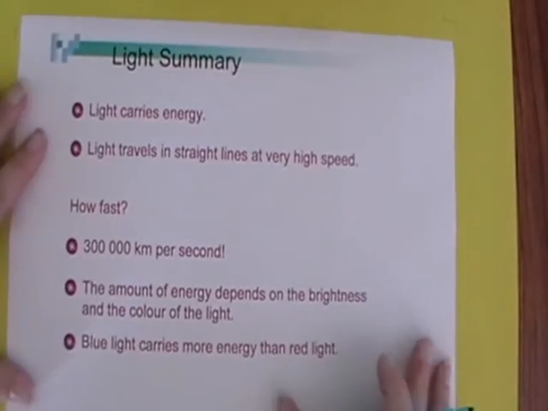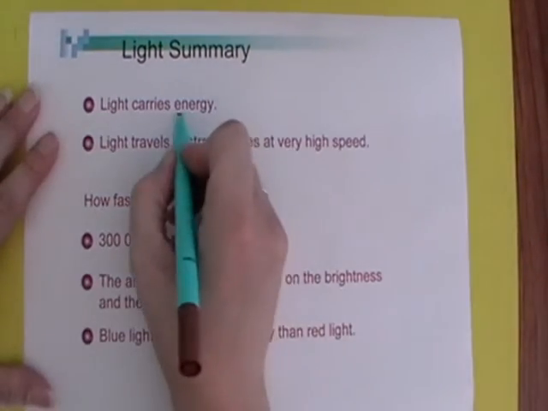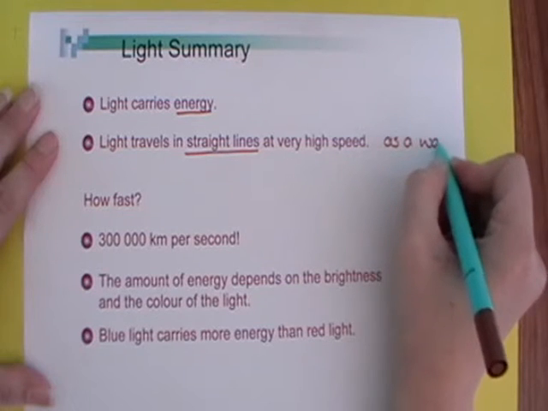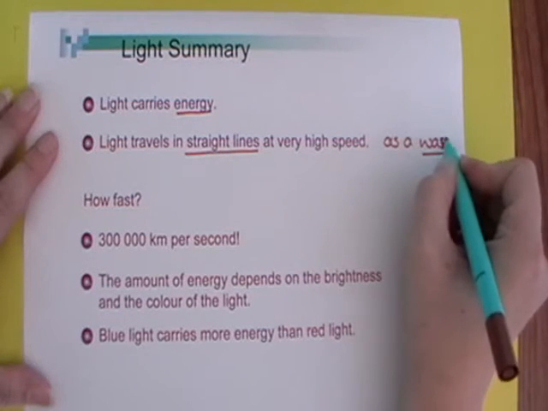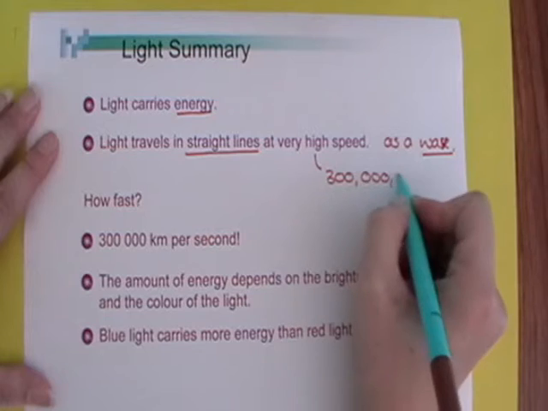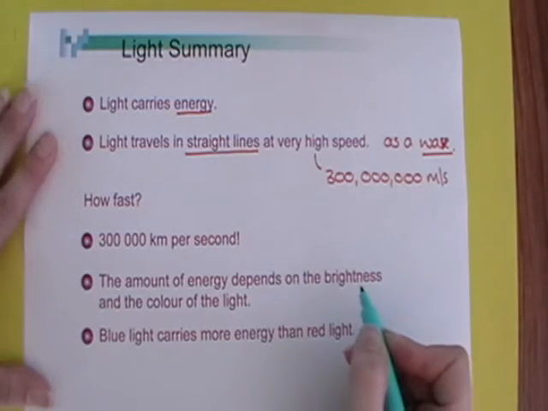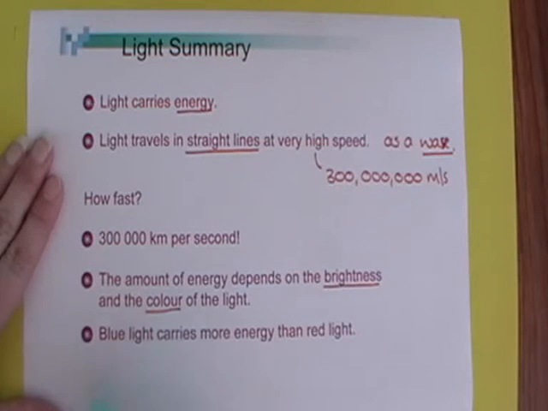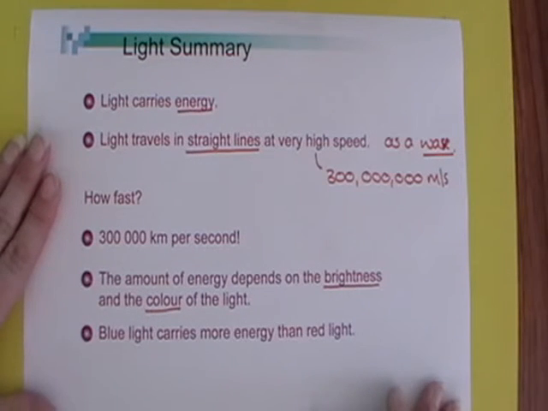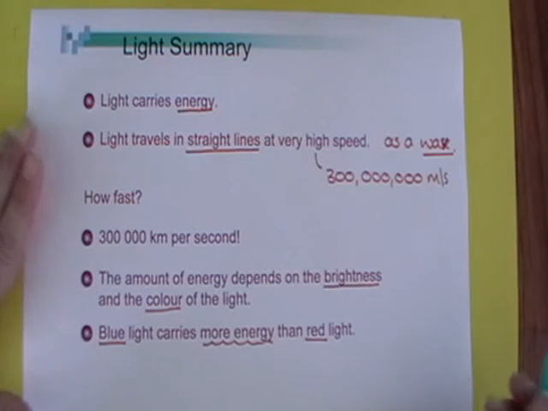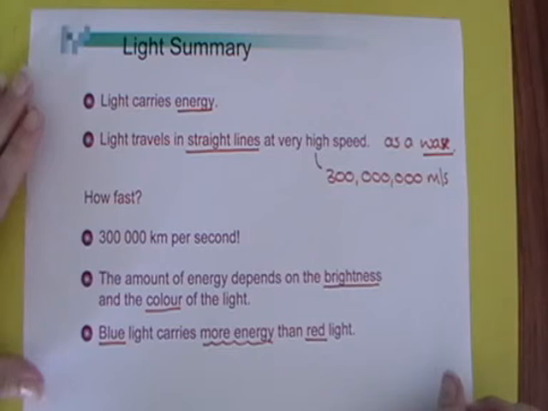So, to summarise the main points of this video cast, light carries energy and it travels in straight lines as a wave. That's important as well. It travels in straight lines at very high speed, 300 million metres per second, and it travels as a wave. The amount of energy that it carries depends on the brightness and the colour of the light. And one other point that we will learn about in the third video cast is that blue light carries more energy than red light. And we will learn more about this and discuss this further in video cast 3.